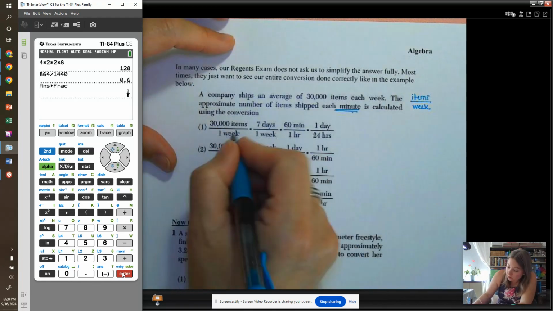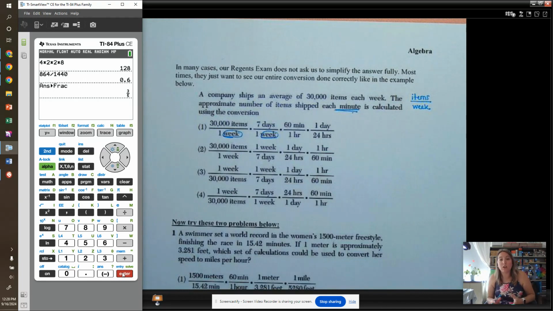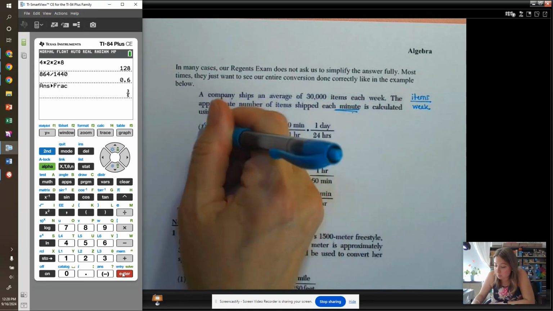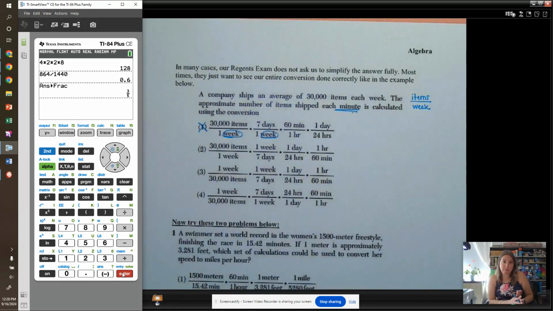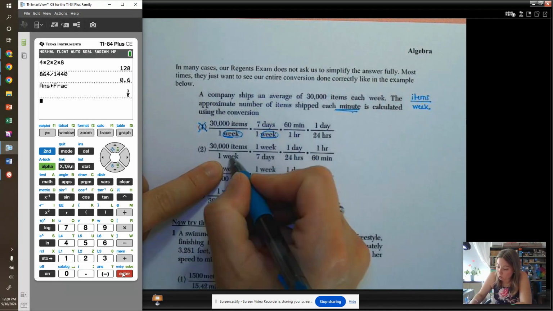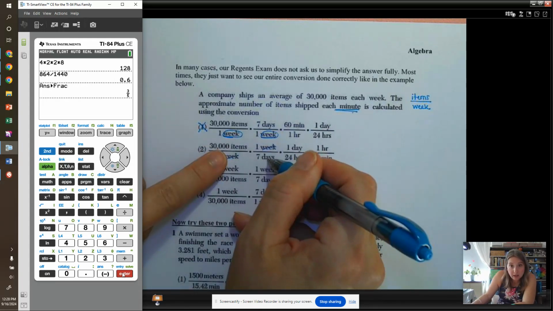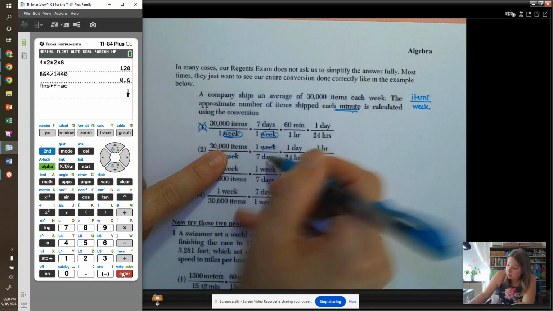And you notice right off the bat here in choice 1 that weeks are on the same part of the fraction. So they haven't canceled out. So this can't be how we would convert that. Look at the next one and you do see that week over week is gone. Now I'm at items per day. Okay. All right. Well, let's keep going.